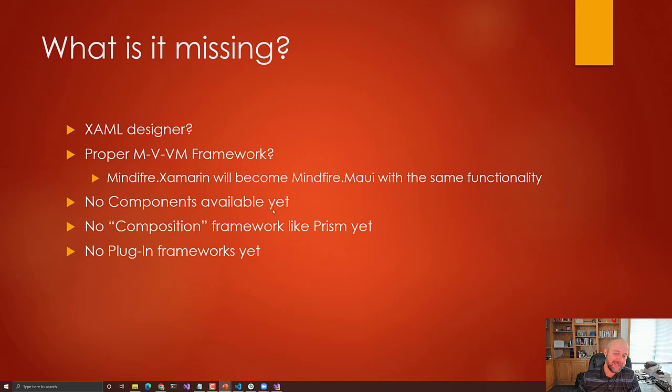No components available in NuGet yet, as far as I can tell. There's no composition framework like Prism. I don't know if anyone's ever used Prism for WPF. It's a really great framework that allows you to compose different parts of your application without having to have knowledge of other parts. There's nothing like that for MAUI yet. There's no plugin frameworks yet.